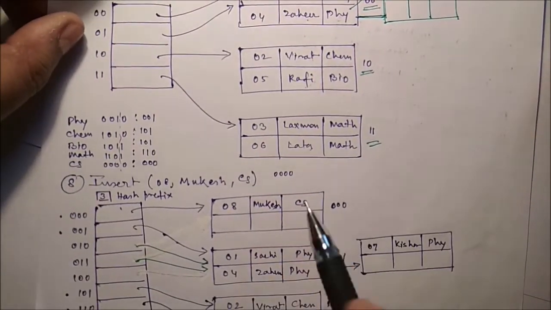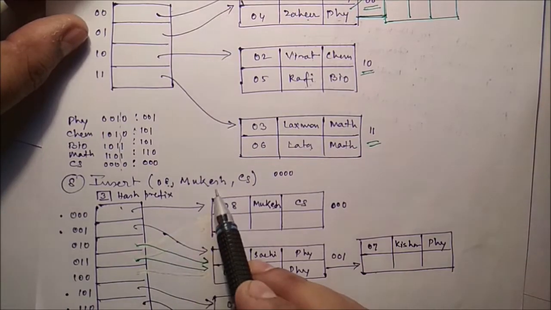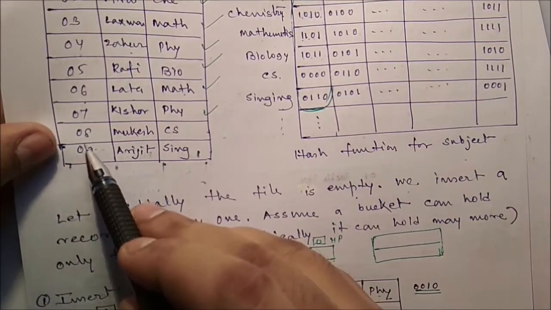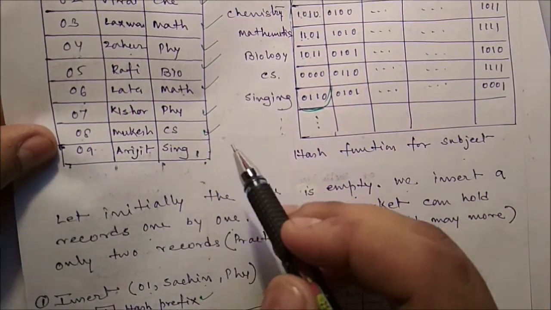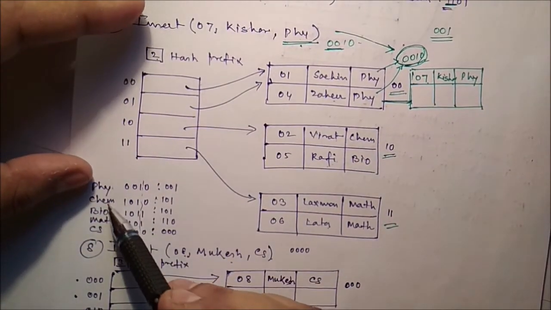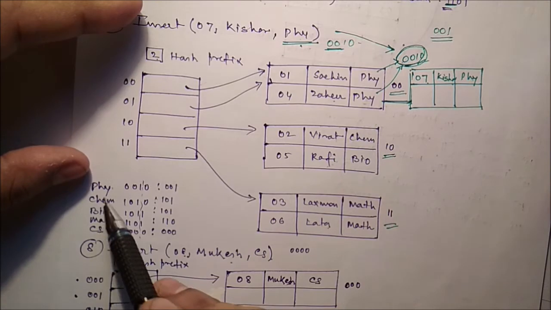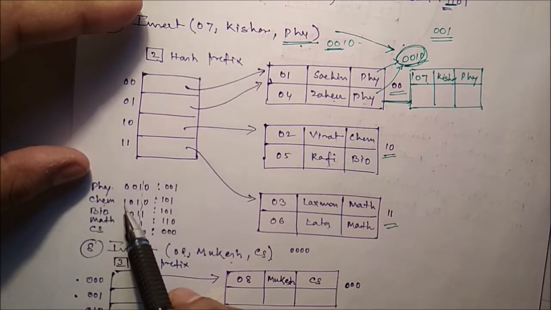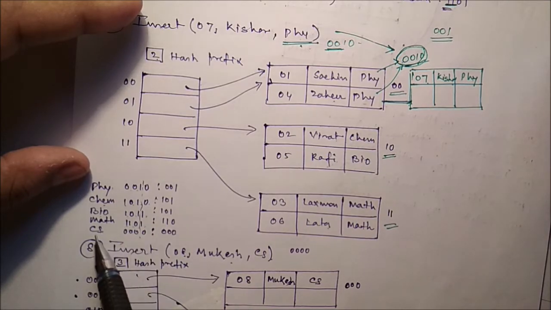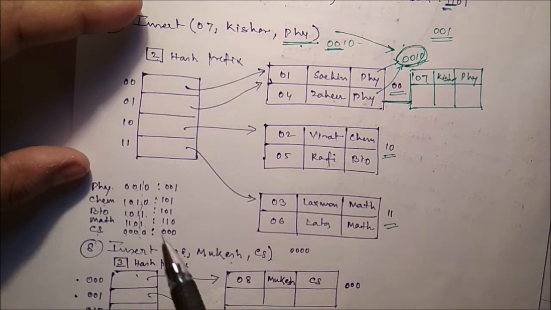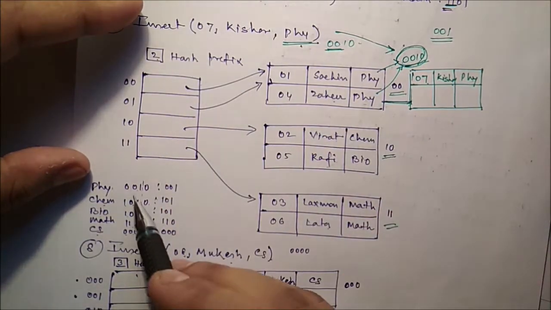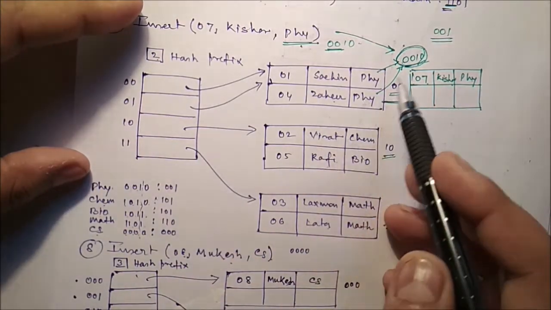Next data is what? We want to insert roll number 8, Mukesh, and computer science. That means we have to insert the next record, roll number 8, Mukesh, and computer science. Now see the subjects: physics, chemistry, biology, mathematics, and computer science. Physics is 0010, chemistry 1010, biology 1011, mathematics 1101, and computer science is 0000. Now if it is 00, we cannot insert here, because initially it is 00, but we cannot accommodate it here.